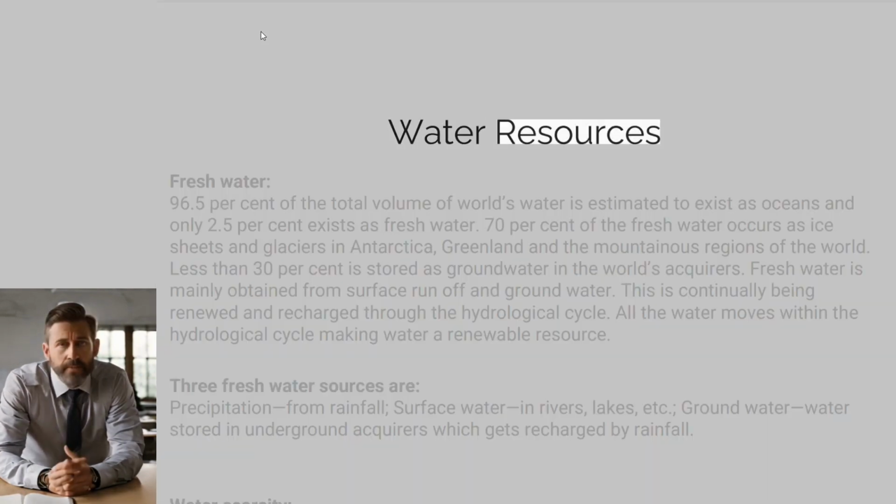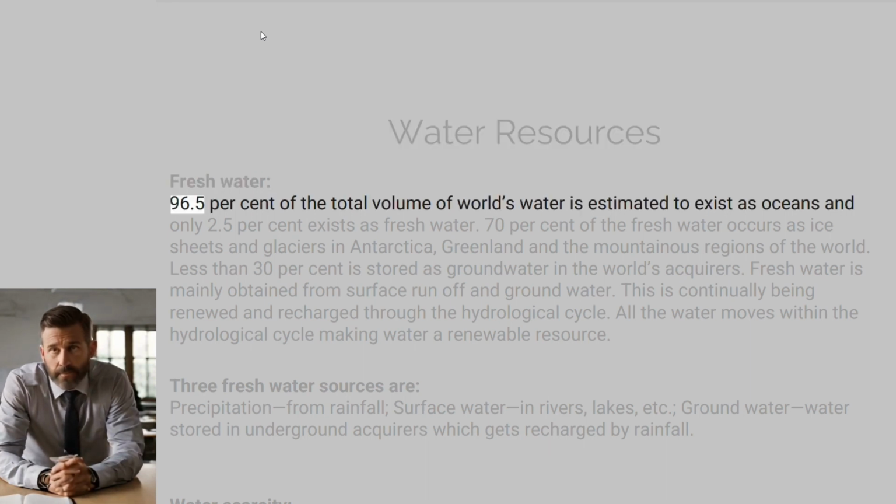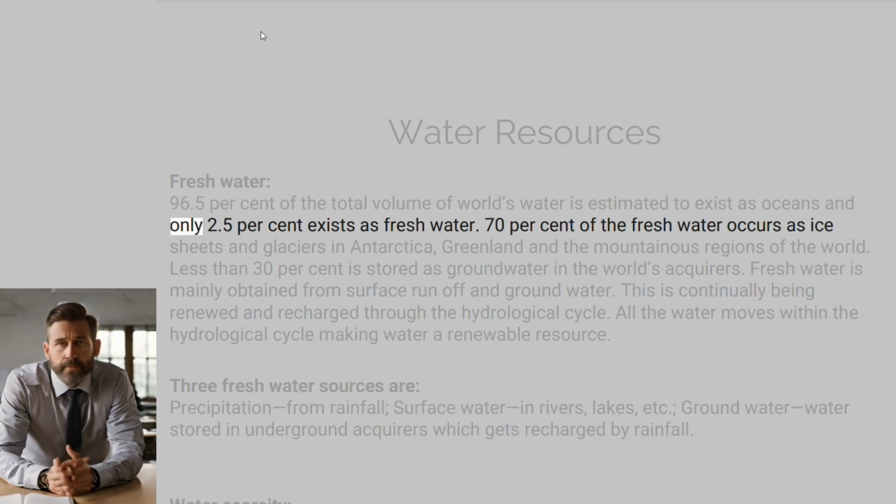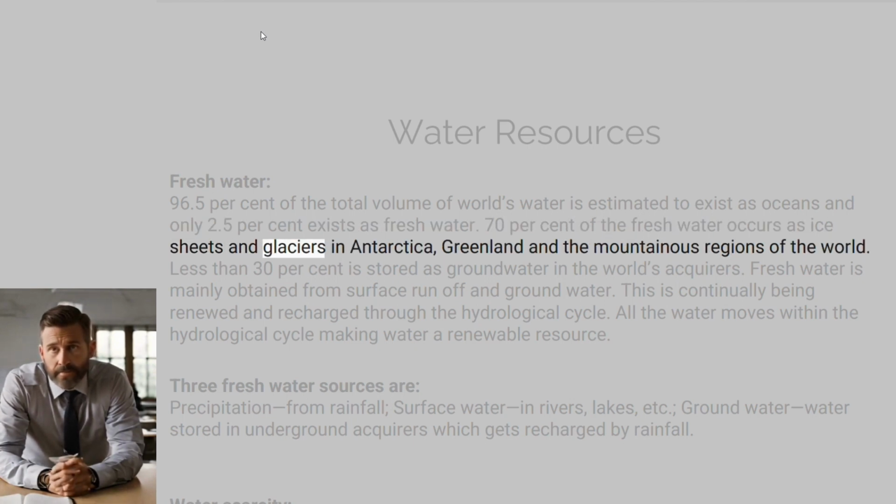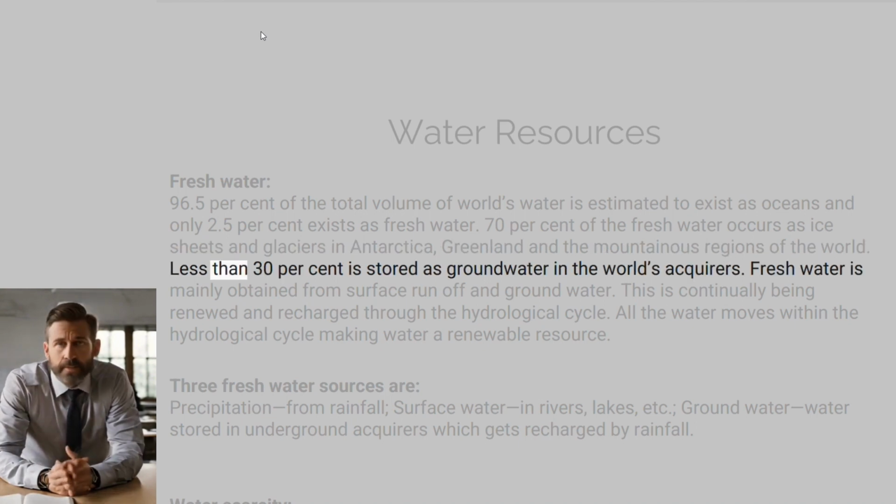Water resources. Fresh water. 96.5% of the total volume of world's water is estimated to exist as oceans and only 2.5% exists as fresh water. 70% of the fresh water occurs as ice sheets and glaciers in Antarctica, Greenland and the mountainous regions of the world. Less than 30% is stored as groundwater in the world's aquifers.